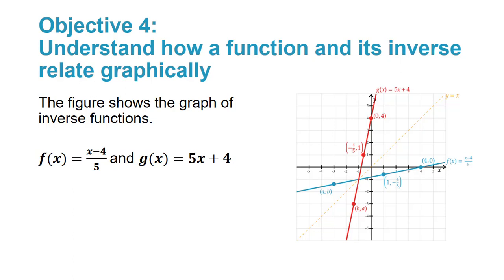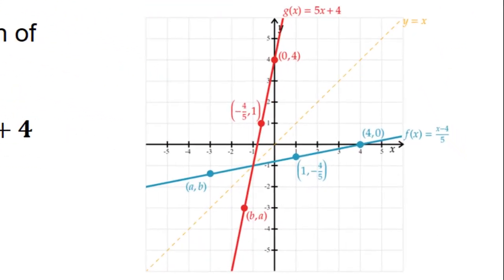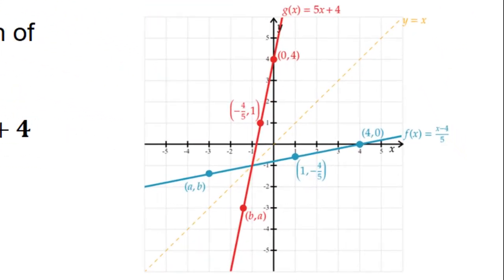So notice that on the graph of the function f, we have the points (1, negative 4/5) and (4, 0). And then on the graph of g, we have the points (negative 4/5, 1) and (0, 4). We've talked about this before, that if the point (a, b) is on the graph of f, then the point (b, a) is on the graph of the inverse function.